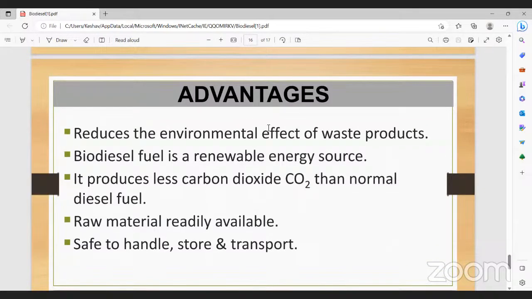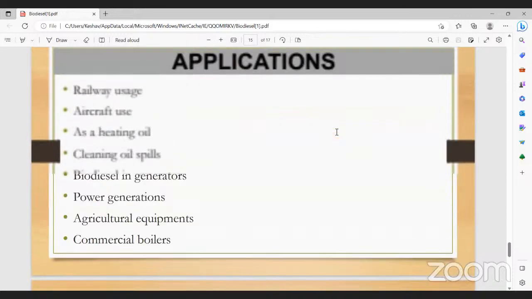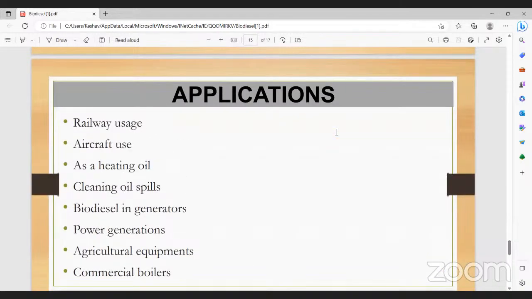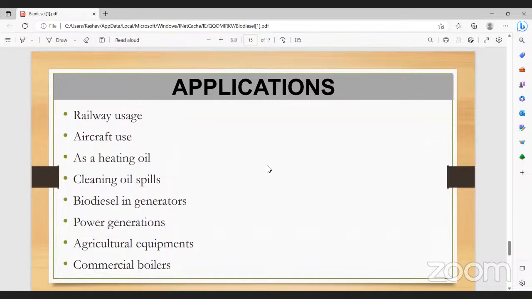It reduces the environmental effect of waste products. Can you come to the application slide? Okay. You have shown here heating oil. Heating oil means what? Ma'am, to convert plastic into oil, we have to pass that plastic through a very high temperature. So the oil coming out of that process will be very hot. So we can use it as a heating oil.